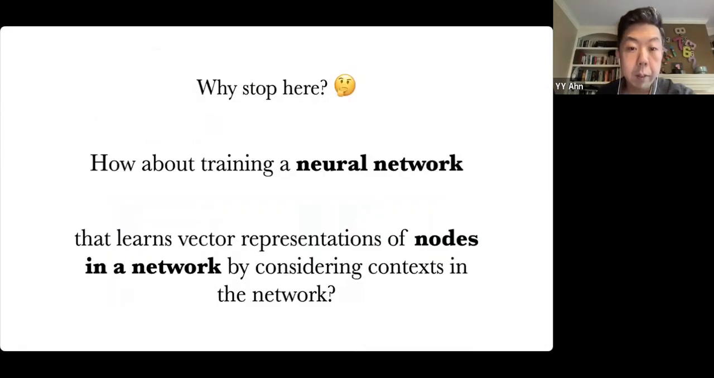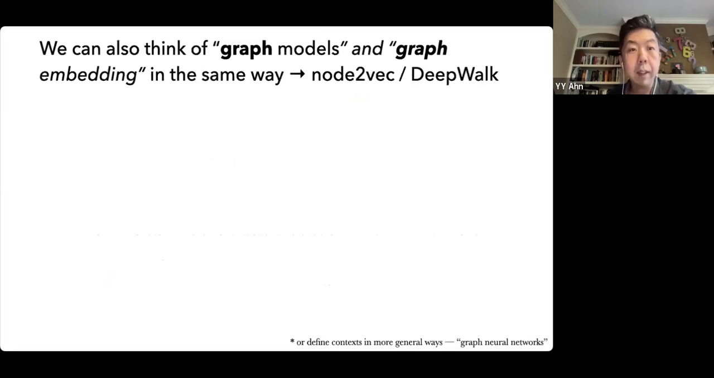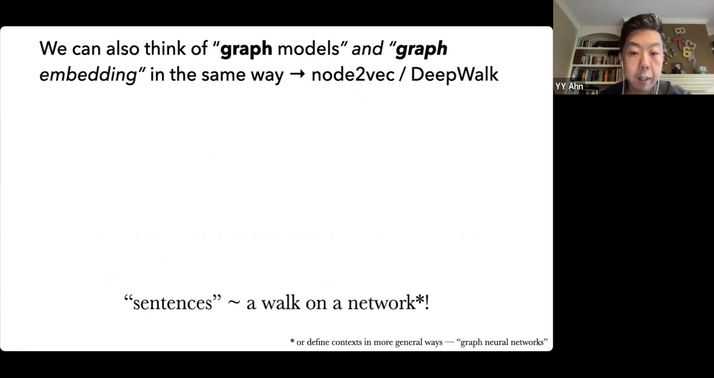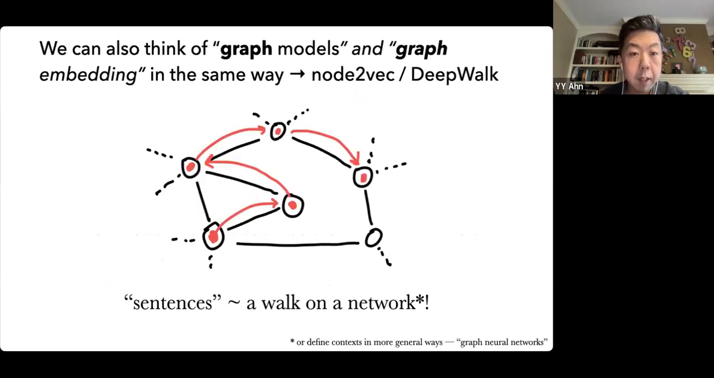And we can also think about network context as well. So why not think of each node as a word, and some trajectory in the network as a sentence? So we can think of graph models instead of language models, and graph embedding instead of word embedding, in exactly the same way. And that's the basis of most early stage graph embedding models.